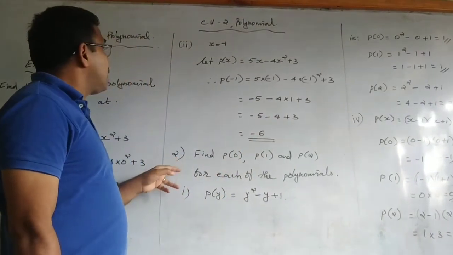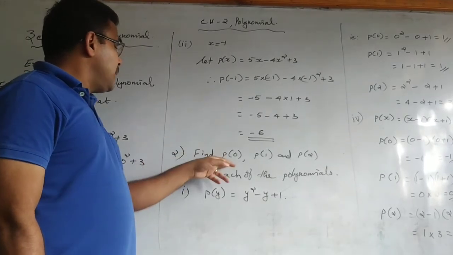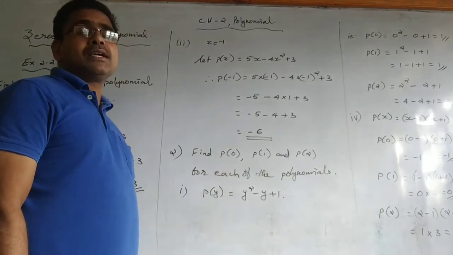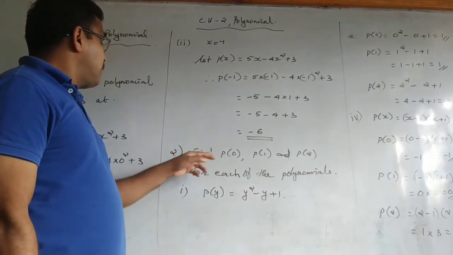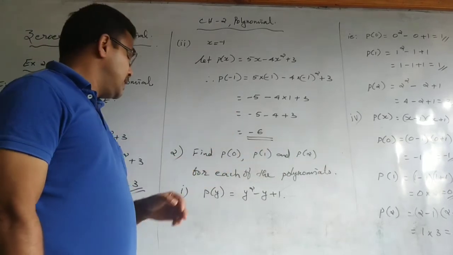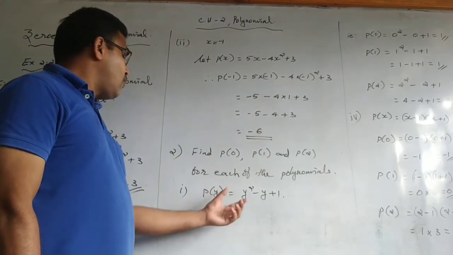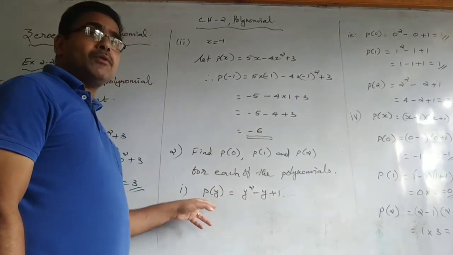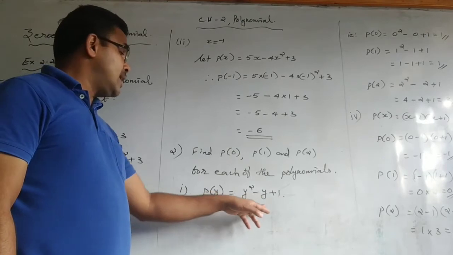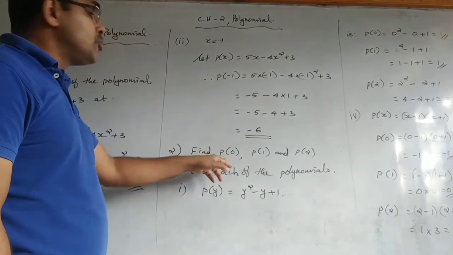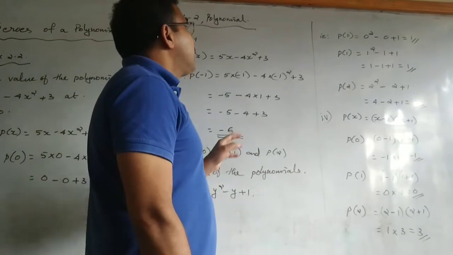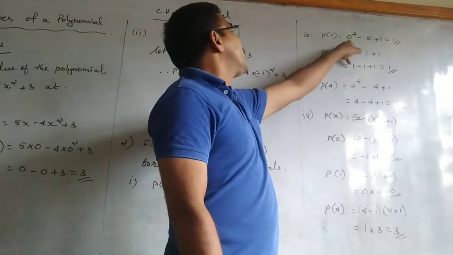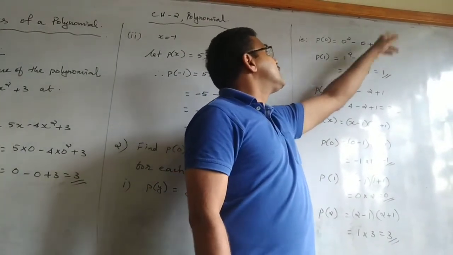The next question, question number 2. Find P of 0, P of 1 and P of 2 for each of the polynomials given below. See, P of 0, P of 1, P of 2 we need to calculate. First question: P of y equal to y square minus y plus 1. One polynomial is given in terms of y. Then first we are going to calculate the value of P of 0. P of 0, that is y square, instead of y we are going to substitute 0. 0 square minus 0 plus 1, answer is equal to 1.